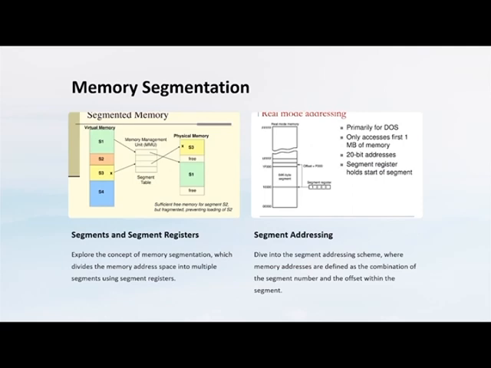Memory segmentation. Memory segmentation is the method where the whole memory is divided into smaller parts. In the 8086 microprocessor, memory is divided into 4 parts, which are known as segments. Segment and segment register. These segments are the data segment, code segment, stack segment, and extra segment.